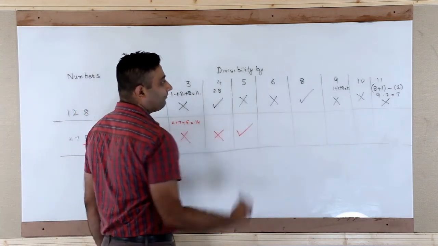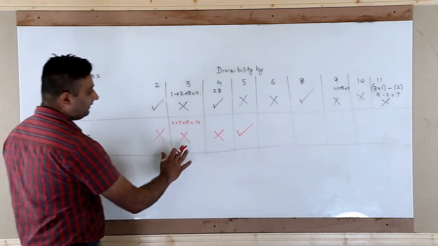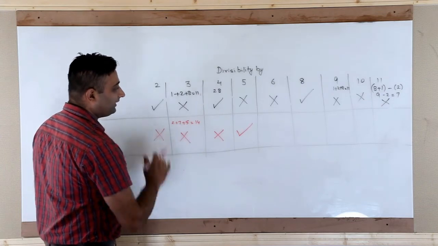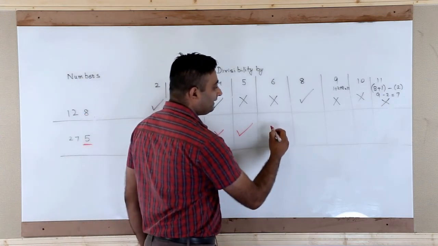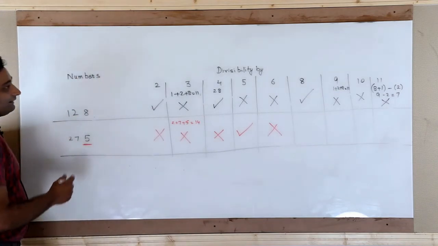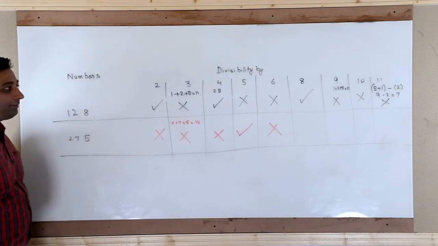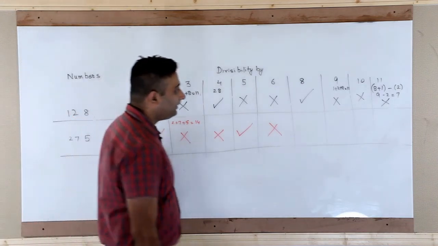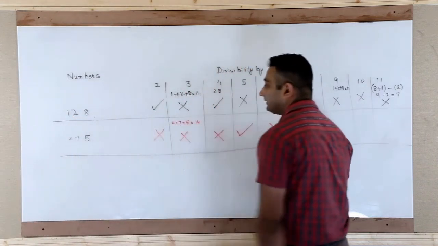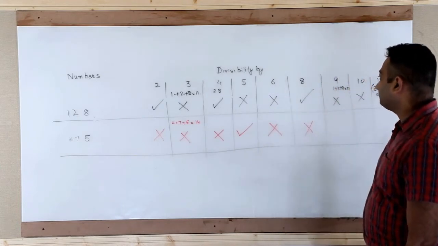To check the divisibility by 5, we just look at the units place number, that is 5, hence it is divisible by 5. To check the divisibility by 6, we have to check whether the number is divisible by 2 and 3, which it is not, hence it is not divisible by 6. To check the divisibility by 8, we can simply divide the last 3 digits of this number by 8, which is not exactly divisible. Hence, it is not divisible by 8.